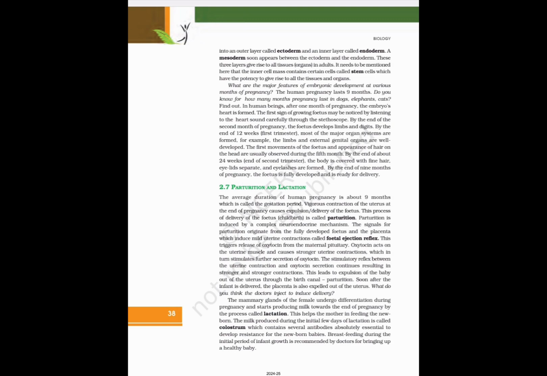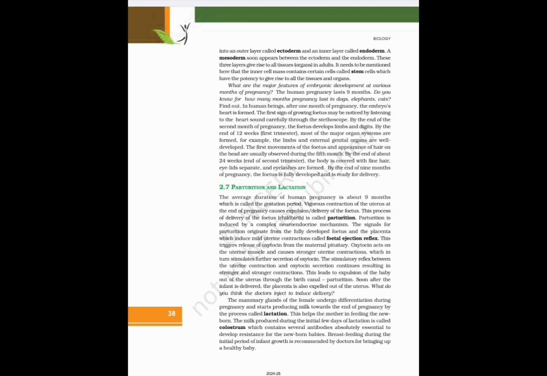The human pregnancy lasts 9 months. Do you know for how many months pregnancy lasts in dogs, elephants, cats? Find out. In human beings, after 1 month of pregnancy, the embryo's heart is formed. The first sign of a growing fetus may be noticed by listening to the heart sound carefully through the stethoscope. By the end of the second month of pregnancy, the fetus develops limbs and digits. By the end of 12 weeks, the first trimester, most of the major organ systems are formed.